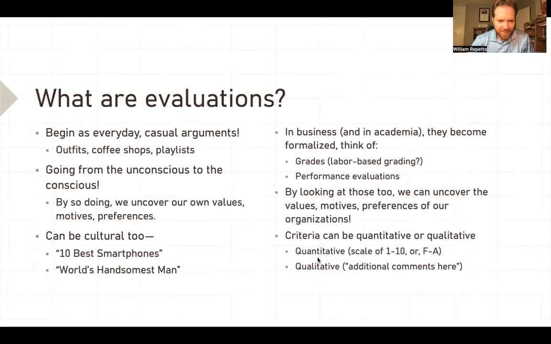I put World's Handsomest Man here. It's from People Magazine. I think it's actually World's Sexiest Man, but we're keeping it PG here. And again, if you look at that, typically the people who win that are famous people. And so you can start to think about how physical attractiveness becomes equated with fame and maybe even being materially wealthy. And so again, you start to see in the culture its values, its motives, its preferences.